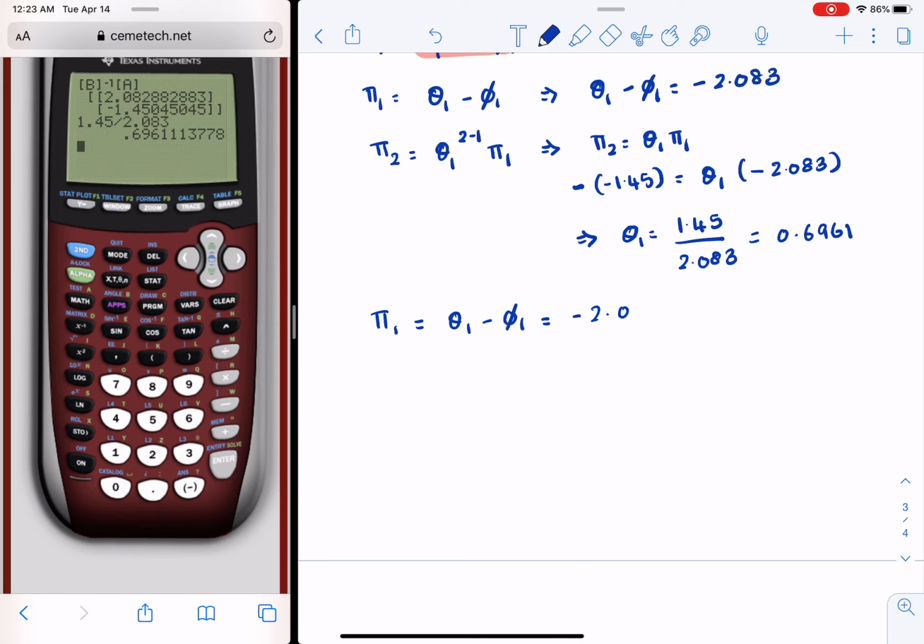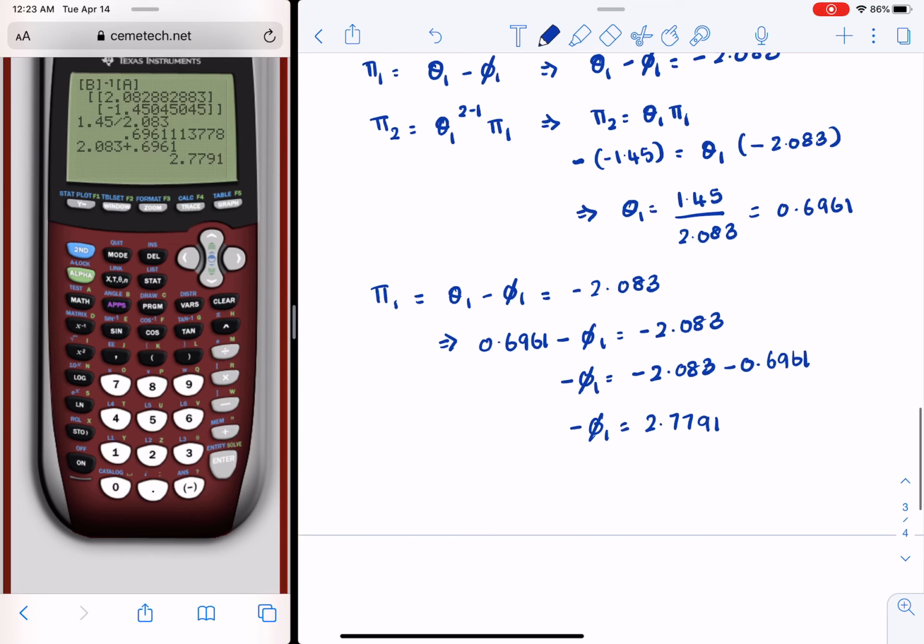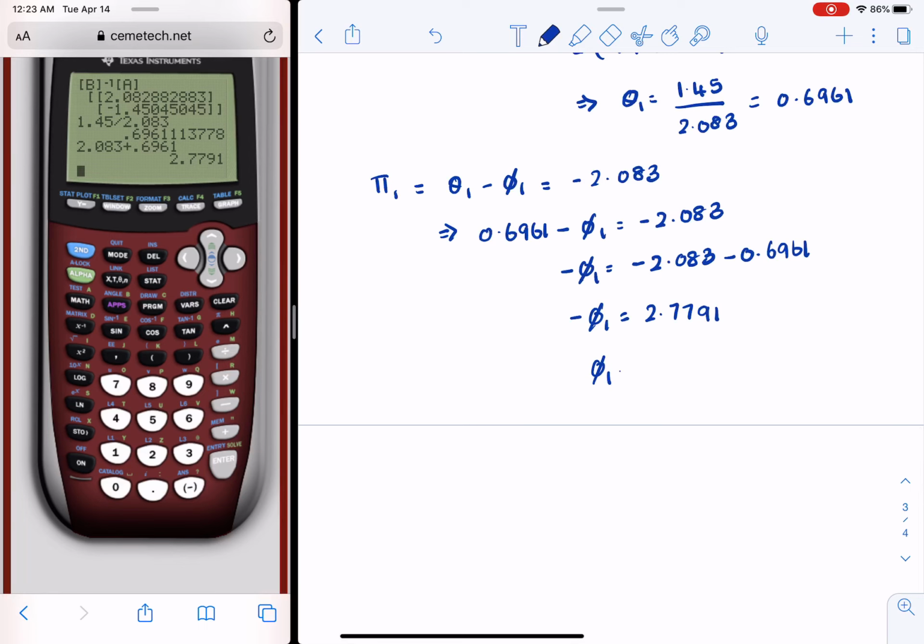Now going back to pi 1 is equal to theta 1 minus phi 1, and that equals negative 2.083, which would imply 0.6961 minus phi 1 equals negative 2.083, minus phi 1 would equal to negative 2.083 minus 0.6961. So minus phi 1 would equal to 2.083 plus 0.6961, which is 2.7791. So phi 1 would be negative 2.7791.